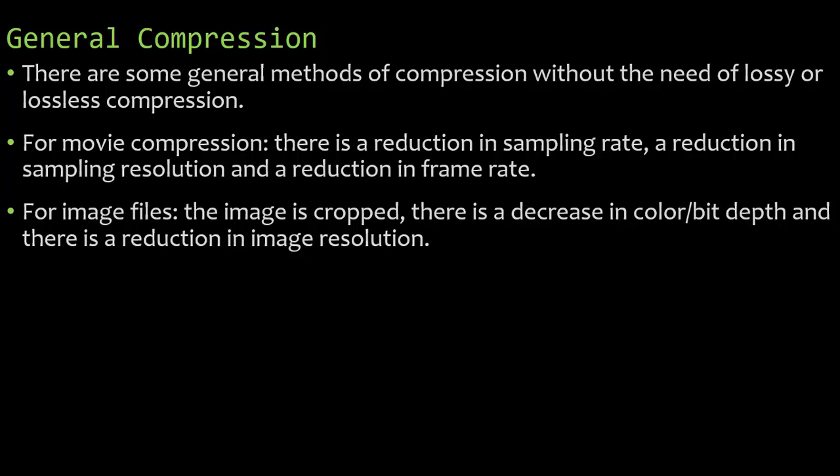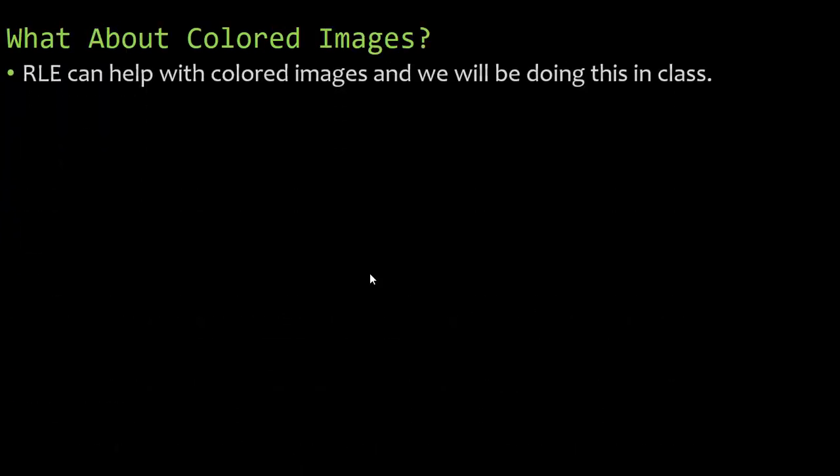Now, once you compress a movie or image files, you're not going to get the original back. For example, there are DVDs. DVDs are compressed sound and video. When you get a Blu-ray, that is uncompressed video and uncompressed sound. And that's why Blu-ray is considered better than DVD. Blu-rays are uncompressed. DVDs are nicer than VHS, but they're still compressed. Now, what about colored images? Well, run length encoding can help with colored images, and we'll be doing that in class.